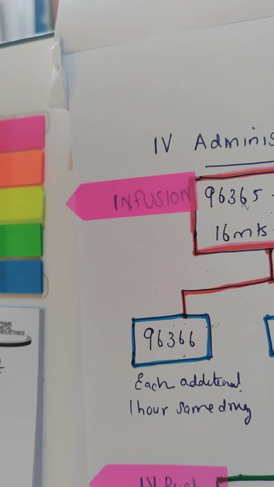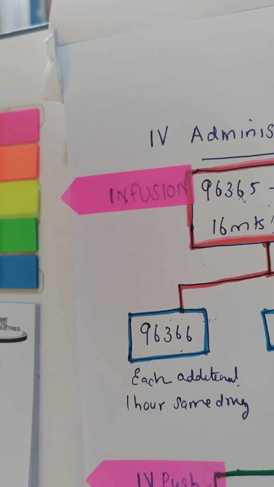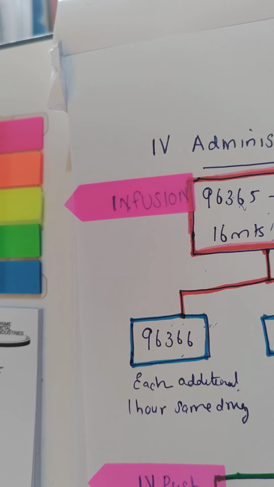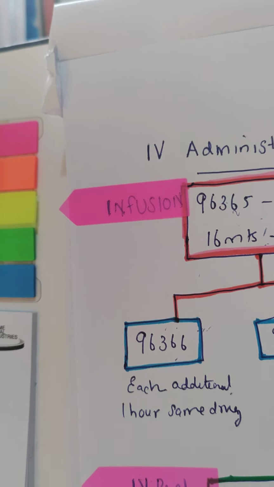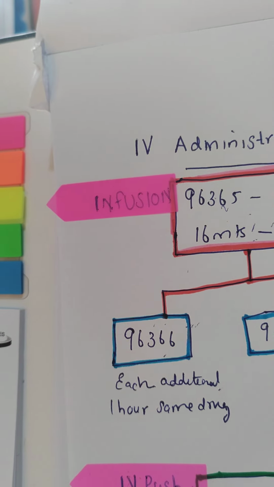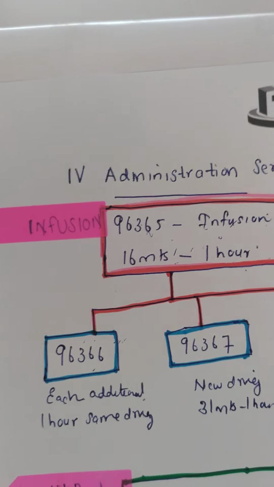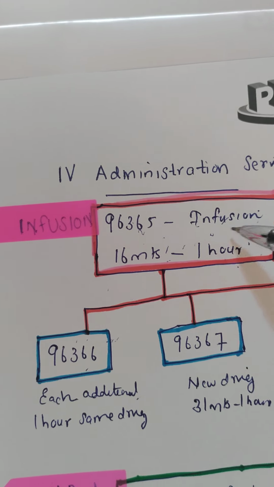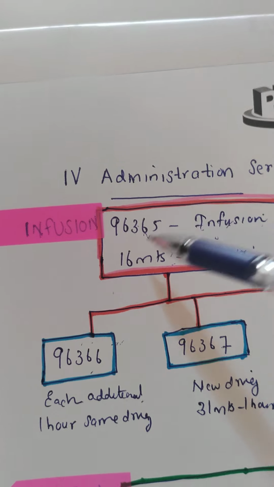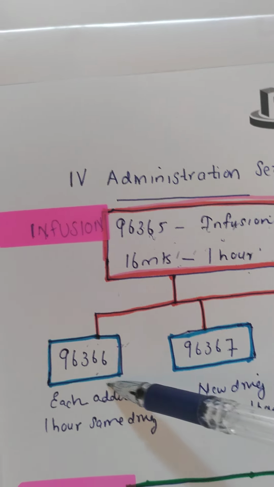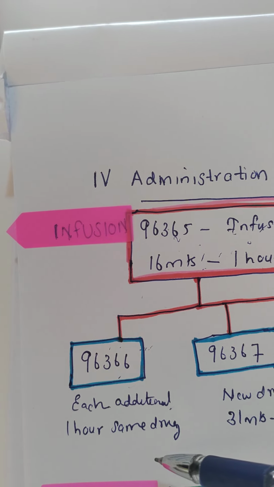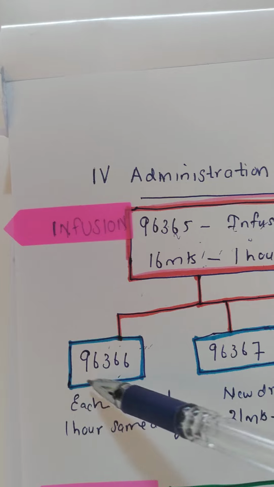96366. 96366 means each additional 1 hour, same drug. That means if the nurse administered parafusive drug for about 1.5 hours, that is 1 hour and 30 minutes, we have to use two codes. 96365 as the primary code, that is 1 hour, and for the additional 30 minutes we should use the code 96366. So these two codes should be used.